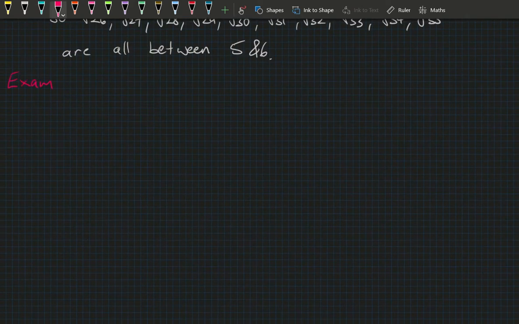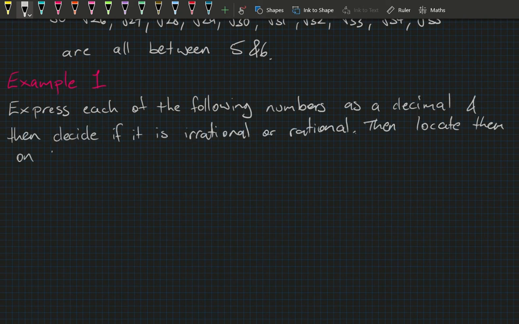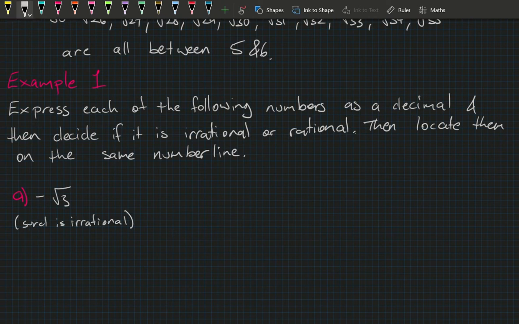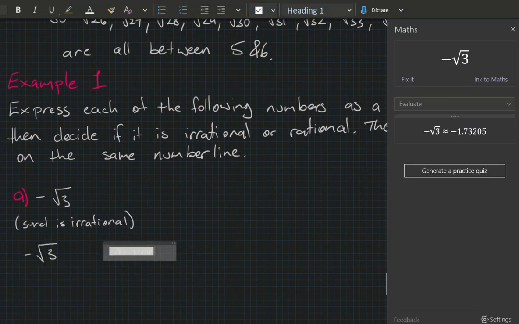Anyhow, let's get on with example 1, where we need to express each of the following numbers as a decimal, and then decide if it's irrational or rational. Once we finish with all the numbers, we're going to locate them on the same number line. So part A is minus square root of 3. Alright, so 3 is not a perfect square, and so therefore the square root of it is a surd, so it's irrational. And using OneNote to evaluate that, we get minus root 3 is approximately minus 1.732 and so on, and we should write that out.